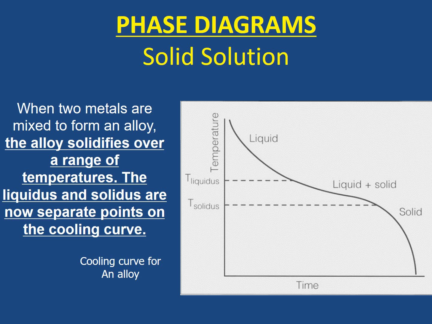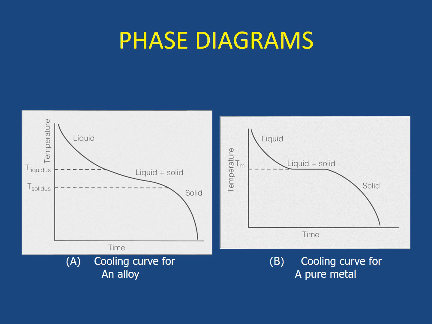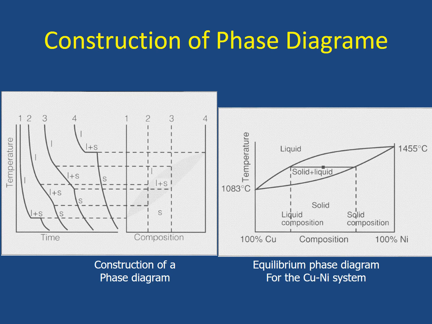When two metals are mixed to form an alloy, the alloy solidifies over a range of temperatures. The liquidus and solidus are now separate points on the cooling curve. Again, this is a comparison of a cooling curve between a pure metal and an alloy, where the pure metal is characterized by latent heat of fusion, and the alloy is not. By creating a series of cooling curves of alloys for a range of compositions, it is possible to build up the phase diagram as shown schematically.